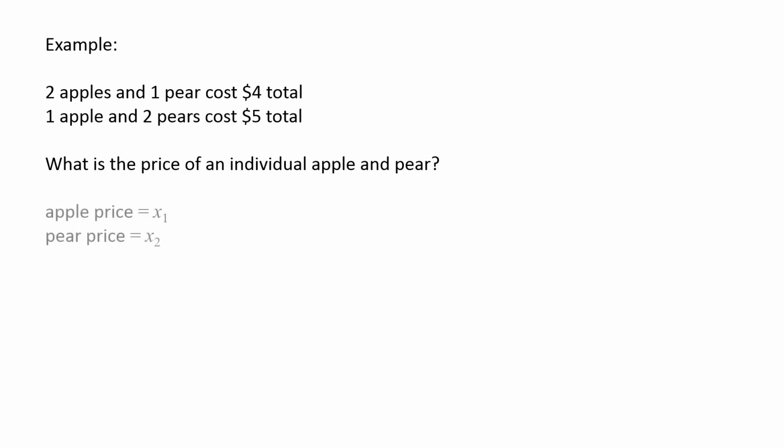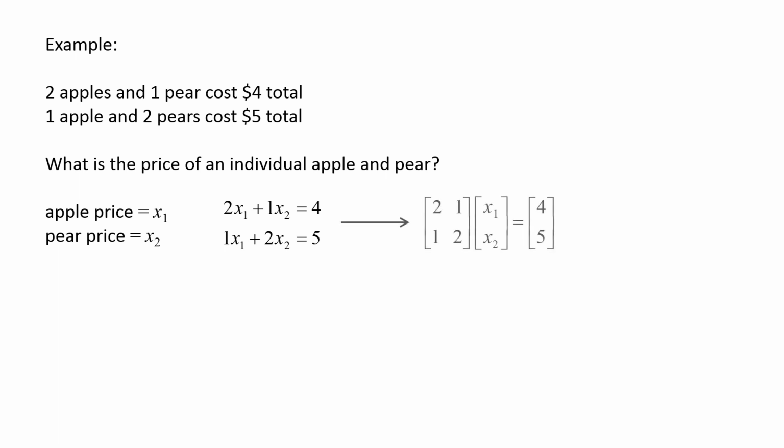Let's call the price of an apple x1 and the price of a pear x2. For the first person, 2 times x1 plus 1 times x2 equals 4. For the second person, 1 times x1 plus 2 times x2 equals 5. Since we have two equations and two unknowns, we can find a solution to this set of two equations. If we convert this set of equations into AX equals B form, we have matrix 2, 1, 1, 2 multiplied with vector x1, x2 equals vector 4, 5.